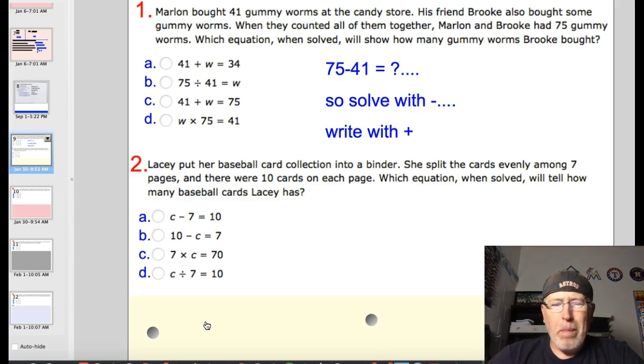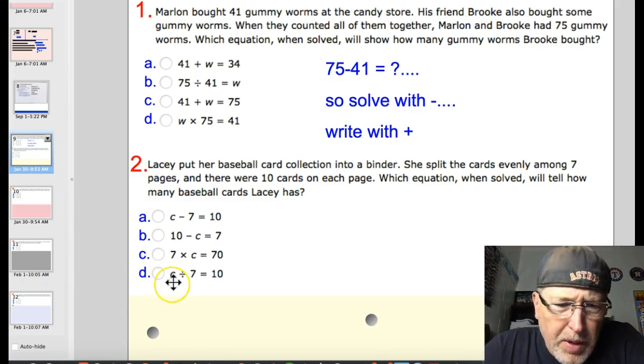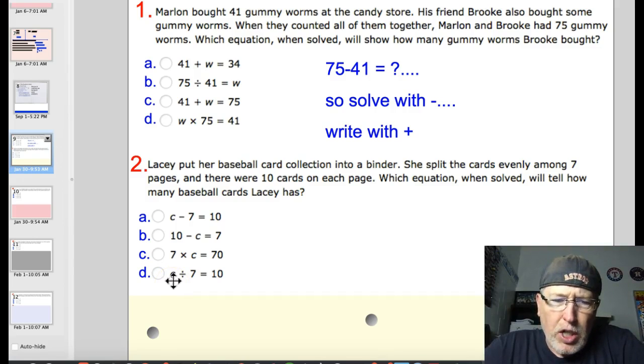Well, to figure out how many cards she has, wouldn't you go 7 times 10? So if you're solving that with a multiplication, it would have to be a division, and there's only one division one here. So let's just see if it makes sense. Here's her card collection. She divided among 7 pages, and there's 10 cards in each page. Boy, that sure makes sense to me.